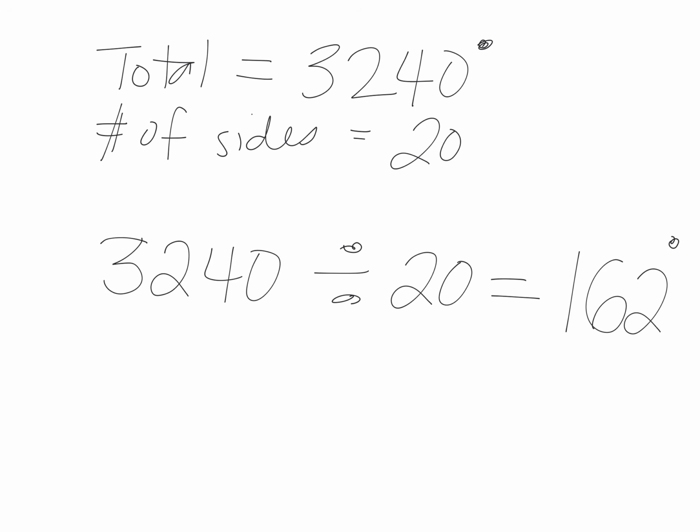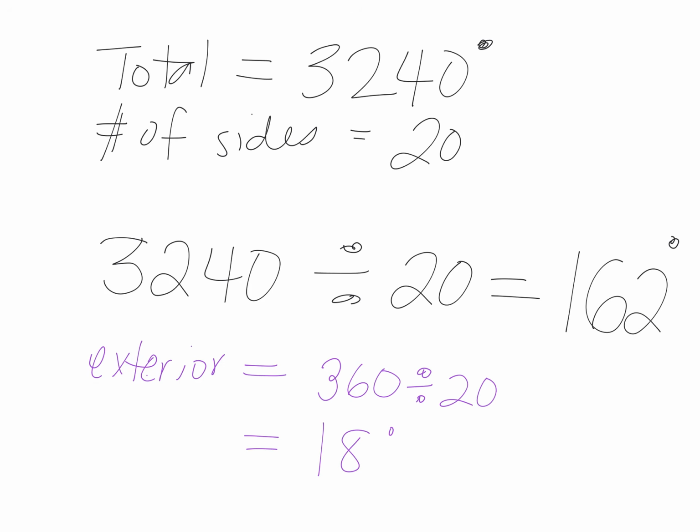Okay, now what about the exterior angles? Does anyone remember the total of the exterior angles? What is it always going to equal? Now in this shape, there's 20 sides. So how many exterior angles are there? How many exterior angles are there altogether? Good, so divide by 20. What is the measurement of one exterior angle? What's 360 divided by 20? 18 degrees.